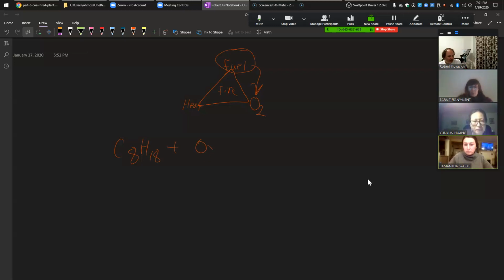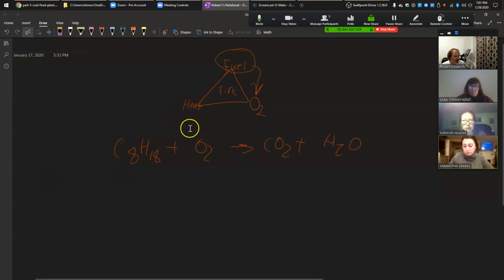So we have C8H18 plus O2 yields CO2 plus H2O. That's you driving around in your car. That's gasoline being combusted with oxygen to produce carbon dioxide and water. So if you run out of gasoline, the car stops moving. Why? Because you don't have fire anymore. Your car is running off of fire. If you were to run out of oxygen, the car would stop working because you need oxygen to pull apart the gasoline molecule to turn it into CO2 and water.